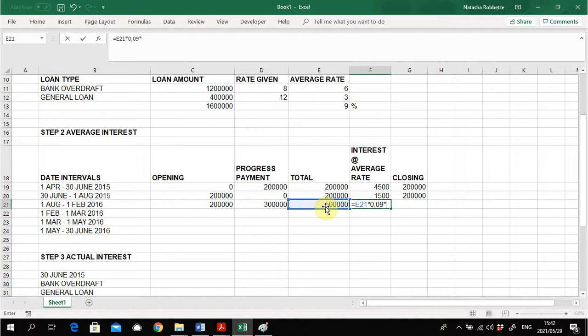I do not count February because it's the 1st of February, and we don't account for 1 day in accounting. Closing balance, 500,000. Closing balance becomes opening balance. Then, is there a progress payment on the 1st of February? Because this interval starts with 1st of February. There indeed is. It's an 800 Rand progress payment.